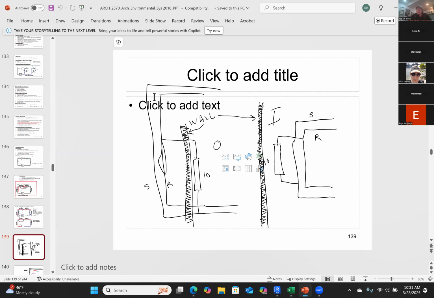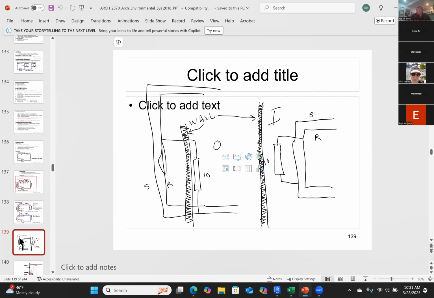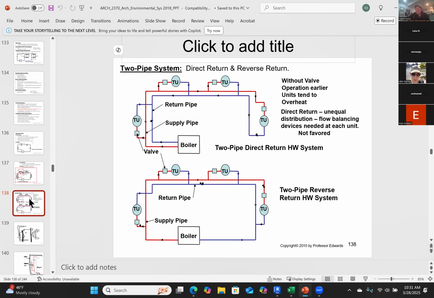Either have your supply line or your supply and return line, or your two supply lines and your two return lines on the outside of the wall, or show it on the inside of the wall. Either way, for me, is acceptable. It's absolutely acceptable for that. Now, obviously, this is a much nicer diagram. This was drawn by Dr. Edwards using PowerPoint. So that's a very nice, very simple way to do it. If you're not comfortable with your AutoCAD skills or your Revit skills, hand drawing is 100% acceptable to me.